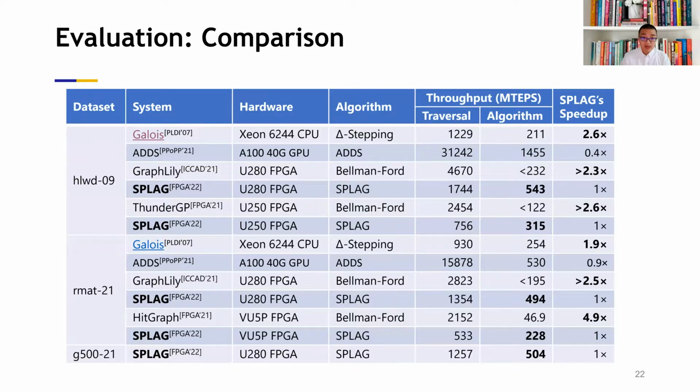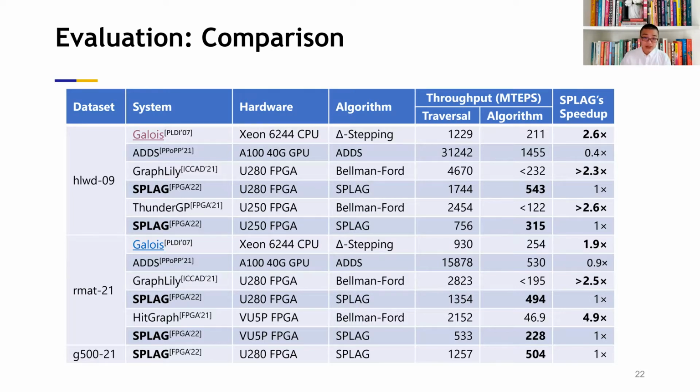This table compares Splat with other systems. Galois is a state-of-the-art concurrent graph library designed for graph analytics as well as other irregular applications. Splat outperforms Galois running delta stepping on multi-thread CPUs by up to 2.6 times. Compared with one of the latest GPUs, Splat achieves up to 0.9 times speedup over the GPU, which has 4.1 times power budget and 3.4 times HBM bandwidth. Compared with other FPGA-based accelerators, Splat is up to 4.9 times faster.